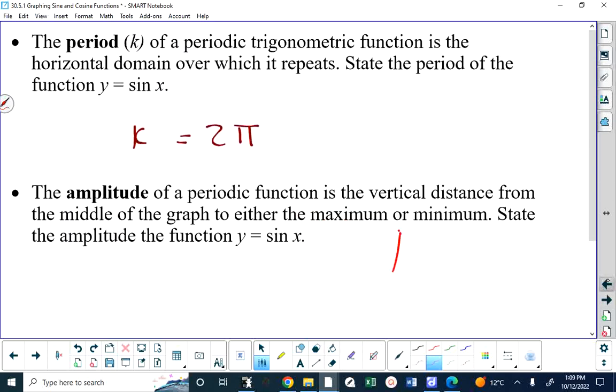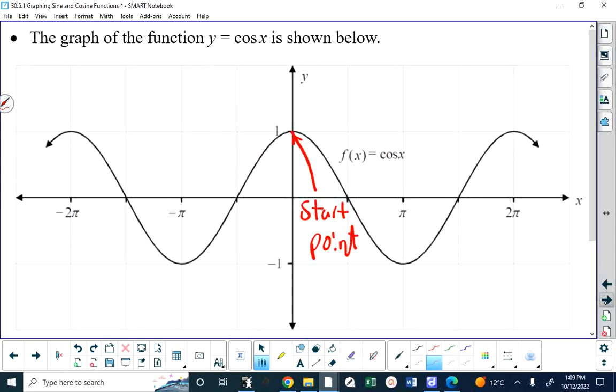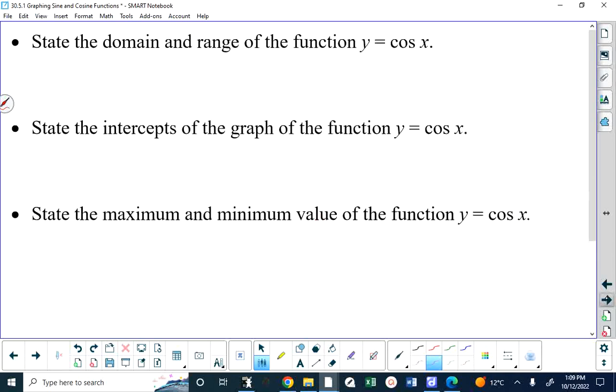So the amplitude is equal to 1. Take a look at your graph of cosine. I've already explained why it looks like what it looks like. The question is, what is the domain and range? Well, the domain and range of this graph is the same as the domain and range of y equals sine of x. The only difference here, I don't know if you can see it or not, but cos of x is just sine of x shifted over a bit.